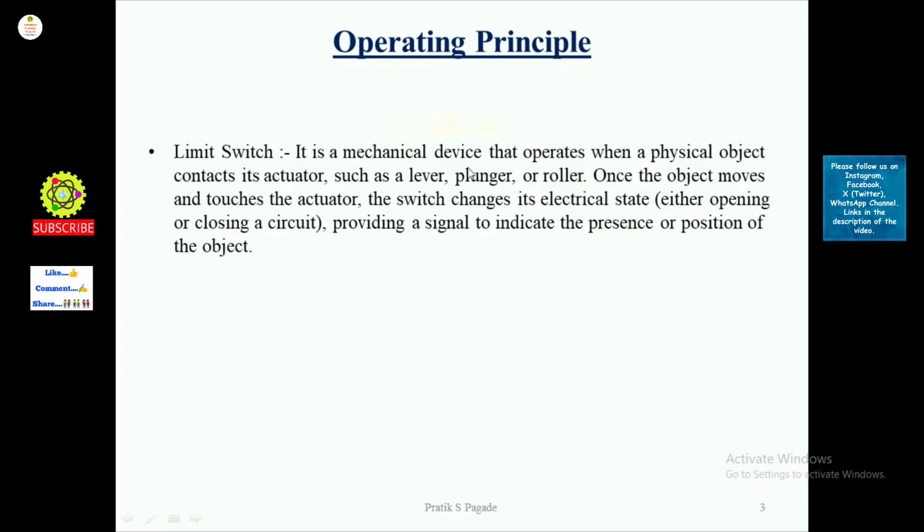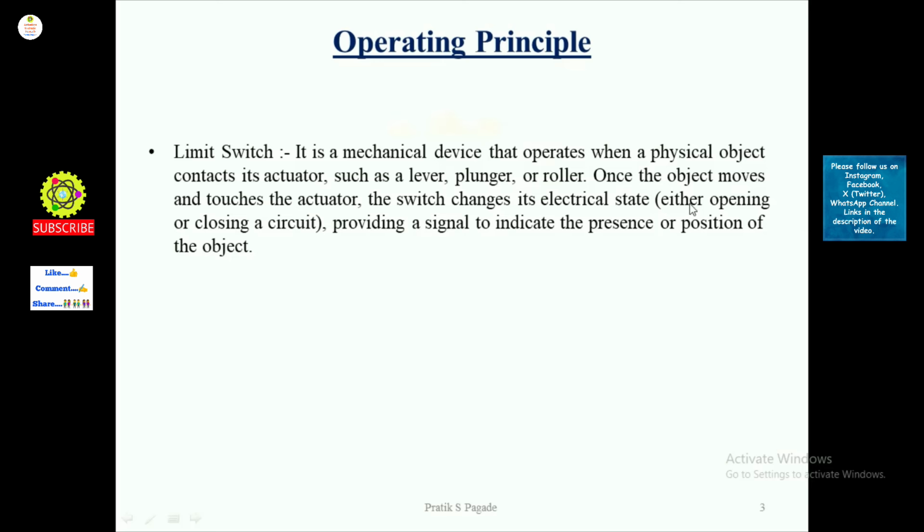Limit switch is a mechanical device that operates when a physical object contacts its actuator, such as a lever, plunger, or roller. As we have seen, there will be a lever or plunger or roller to make contact with the object. Once the object moves and touches the actuator, the switch changes its electrical state, either opening or closing a circuit, providing a signal to indicate the presence or position of the object.